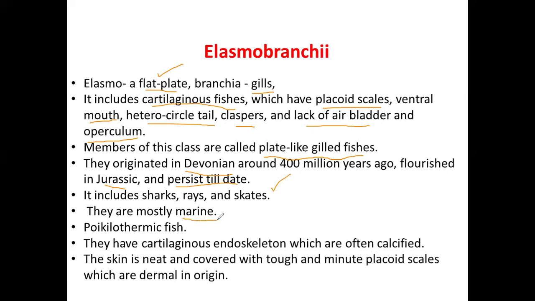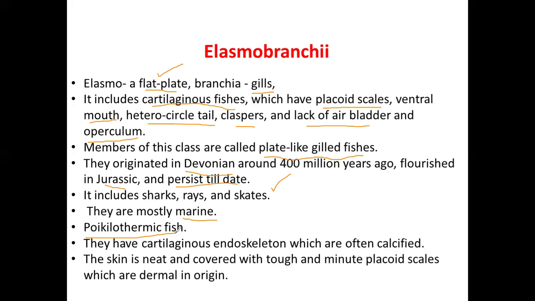These are marine, and they are poikilothermic fishes. Poikilothermic means these kinds of fishes generally maintain their body temperature based on the external temperature. Like, if the outside water body is hot, these Elasmobranch fishes will also have a hot temperature inside their body. If the outside environmental conditions are cool, these fishes also will have a cool internal temperature.